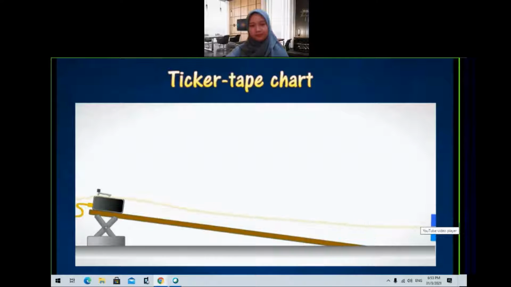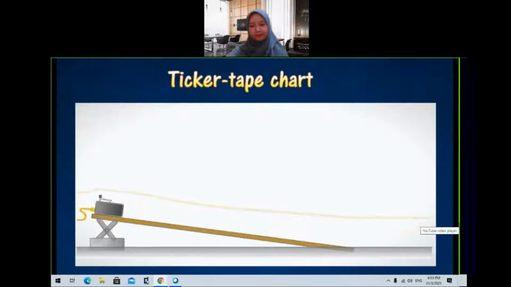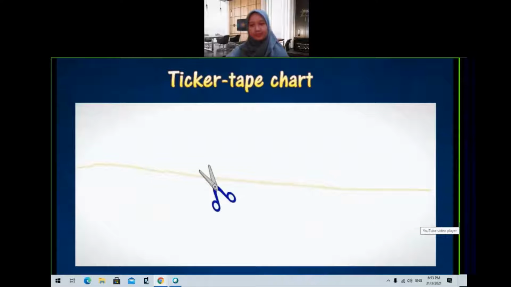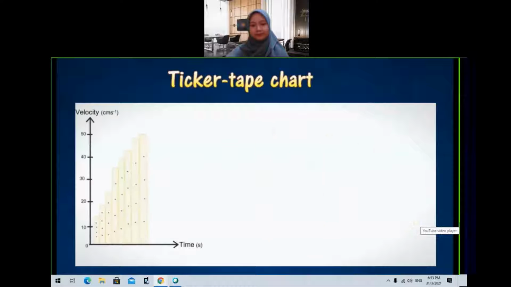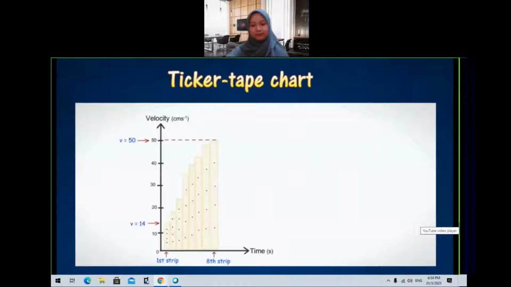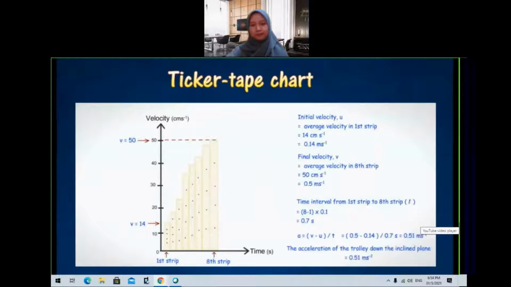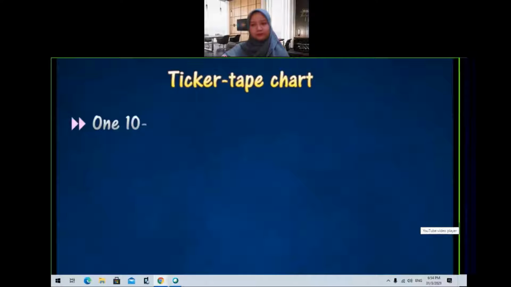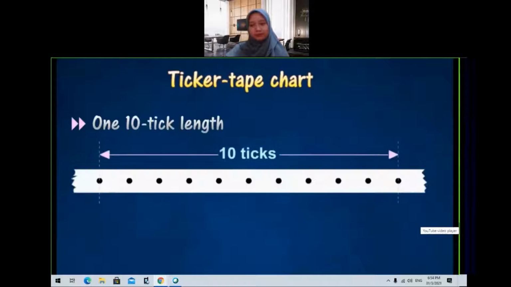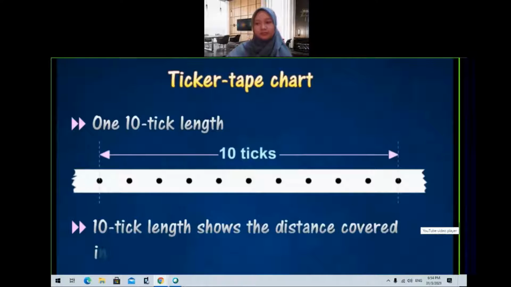Ticker tape charts can be constructed by cutting the ticker tape into lengths, with an equal number of dots on each length, and sticking the lengths side by side in the same order that they were on the whole tape. Ticker tape charts are usually constructed with 10 tick lengths. Each 10 tick length shows the distance covered in 0.2 second, and is therefore a measure of the average velocity during the time interval of 0.2 seconds.